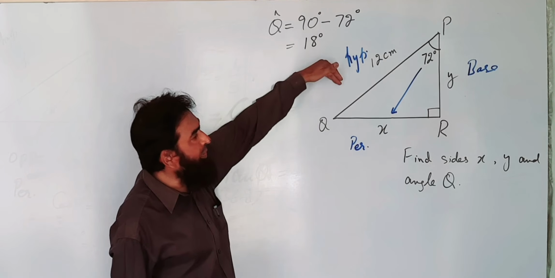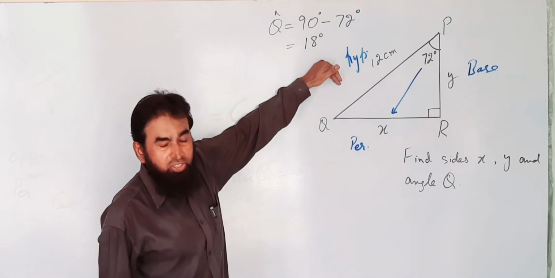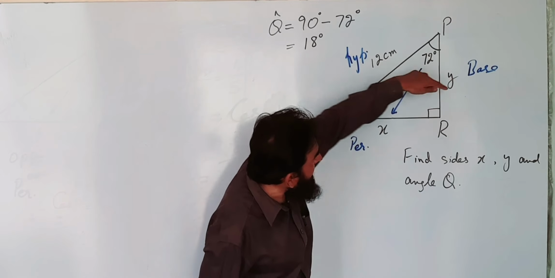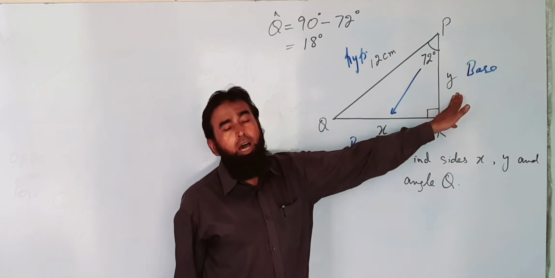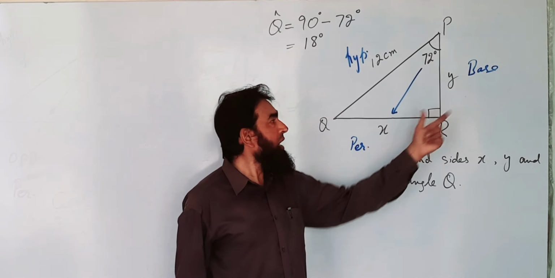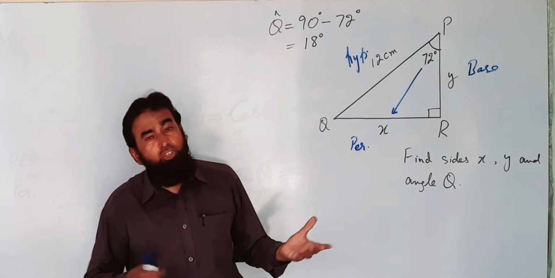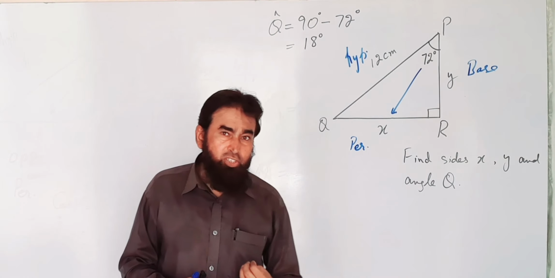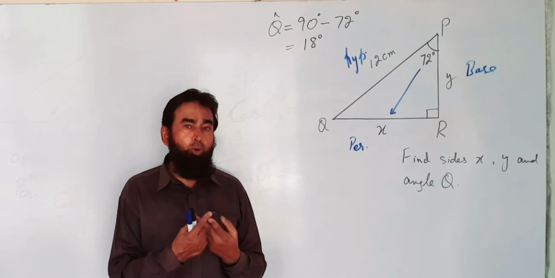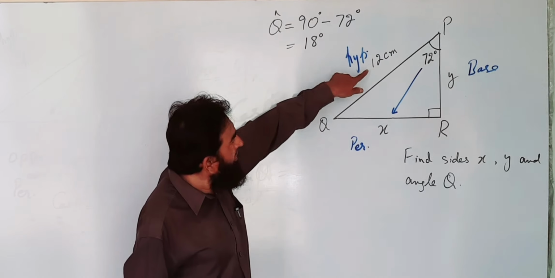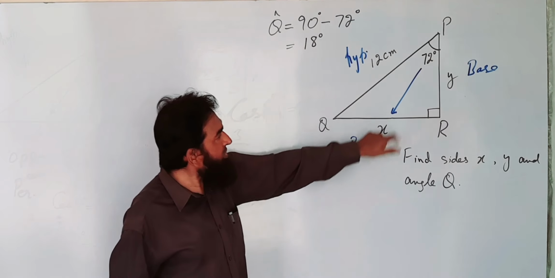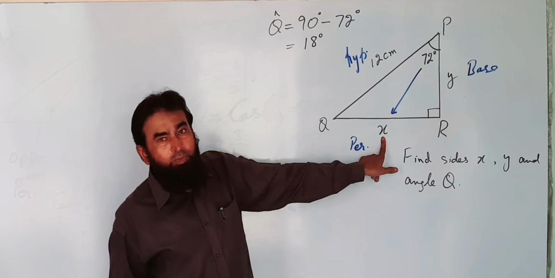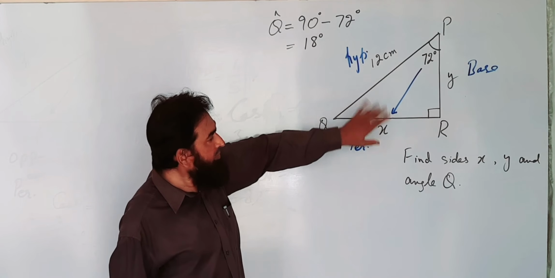So perpendicular over hypotenuse is called sine of angle P. Now why am I not using the side Y? Because side Y is also unknown. This side is also unknown. How can I find these two unknown sides from the same trigonometric ratio? Because there are three things out of which two must be known to us. Here we know this hypotenuse and this angle, and we don't know X. So out of these three things, one is missing, so we can apply the sine ratio.